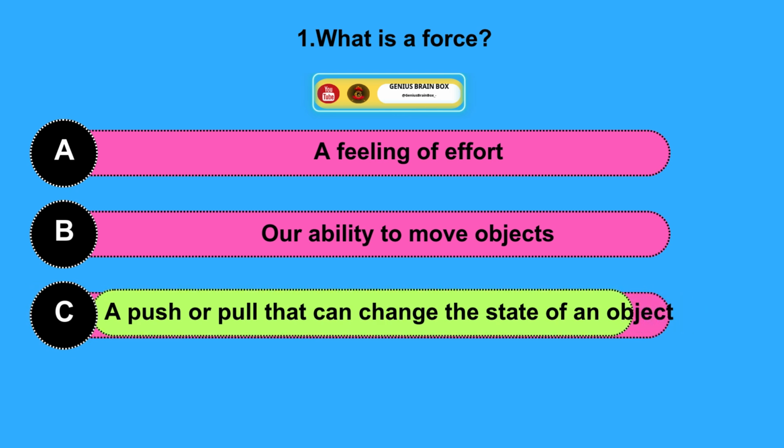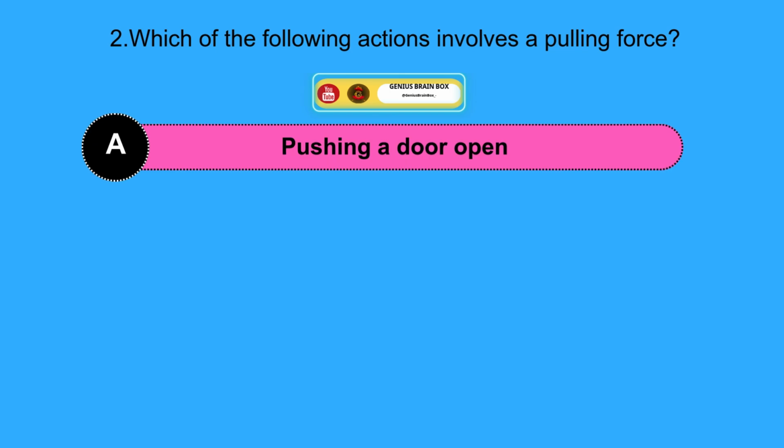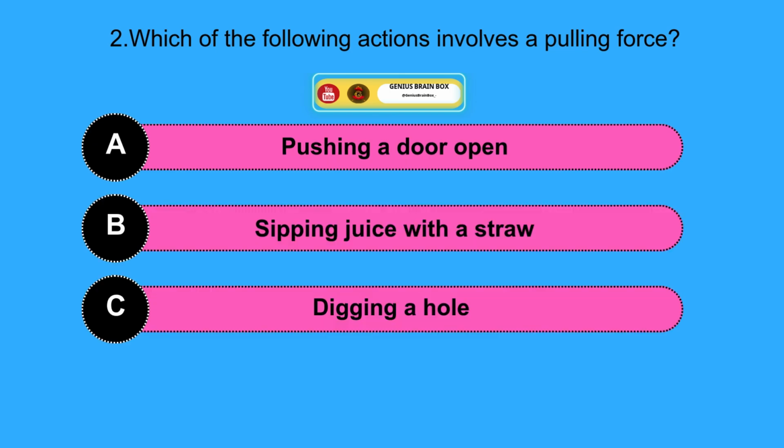Correct answer is C. Explanation is force is an interaction between objects that can cause them to start moving, stop moving, or change direction. Which of the following actions involves a pulling force? Option A. Pushing a door open. Option B. Sipping juice with a straw. Option C. Digging a hole.